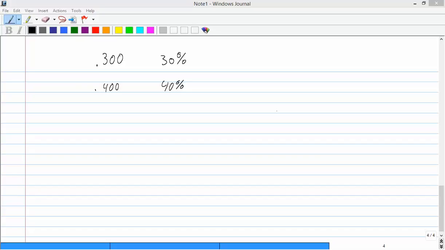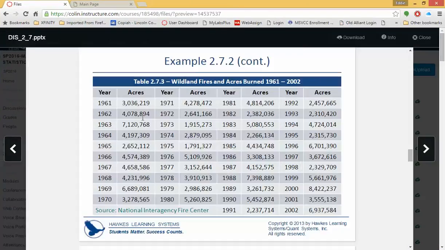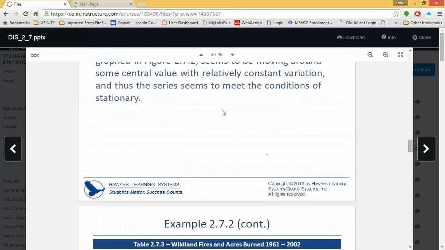The next example that your book goes through is on a wildland fire. In this set of wildland fire data, the data seems to be moving around a central value with relatively constant variation. So this that I'm about to show you would be another example of a stationary process.